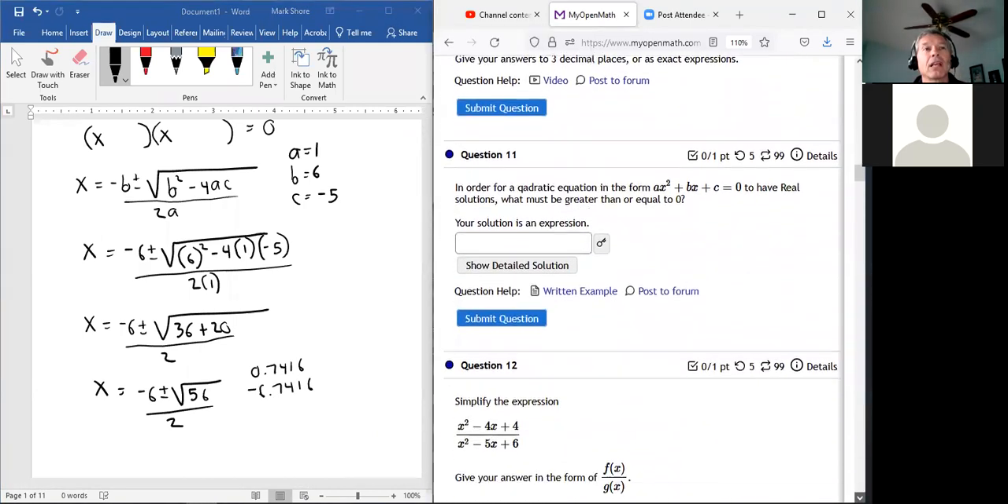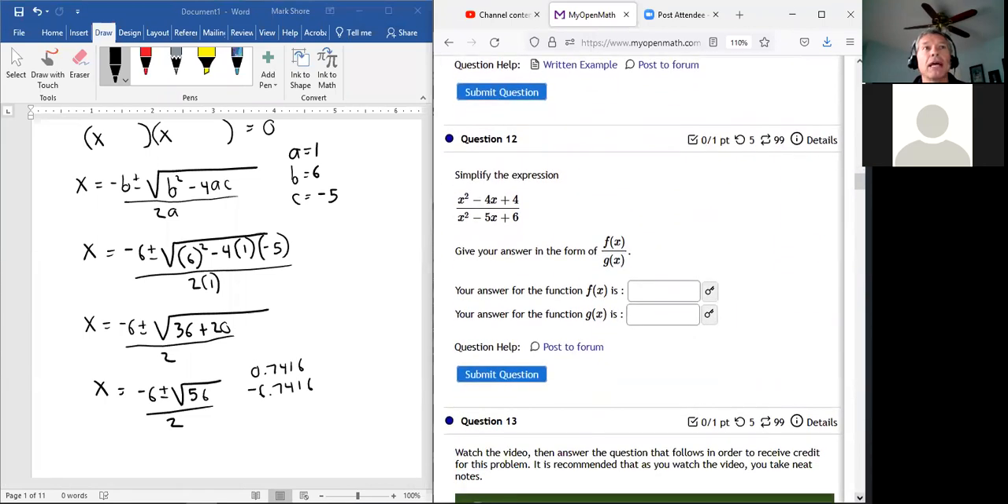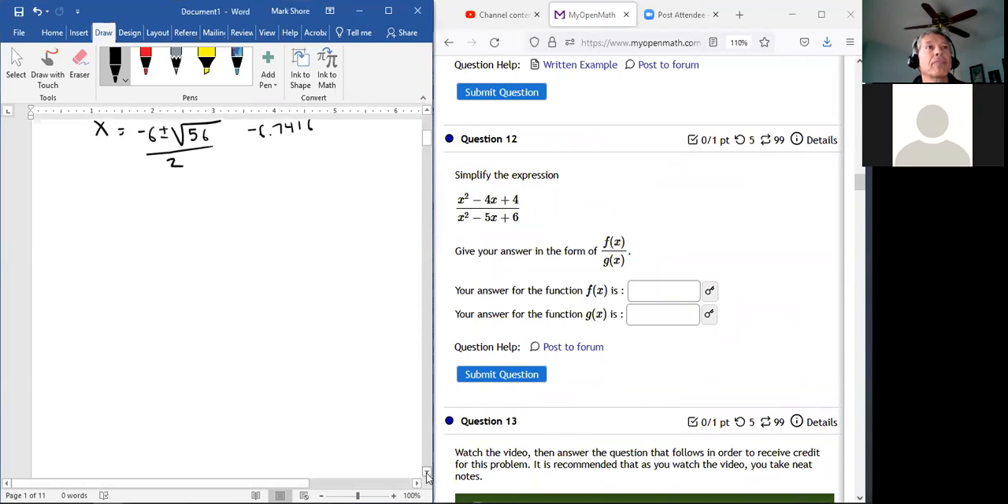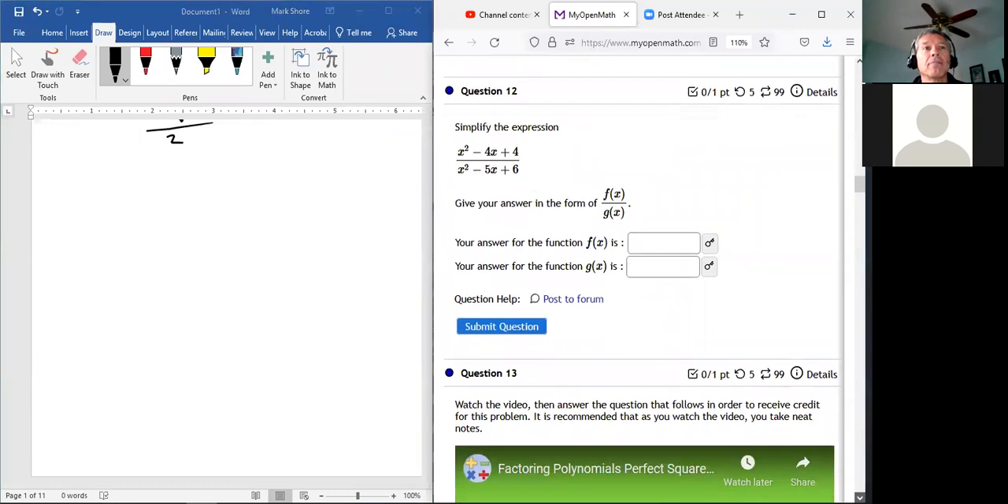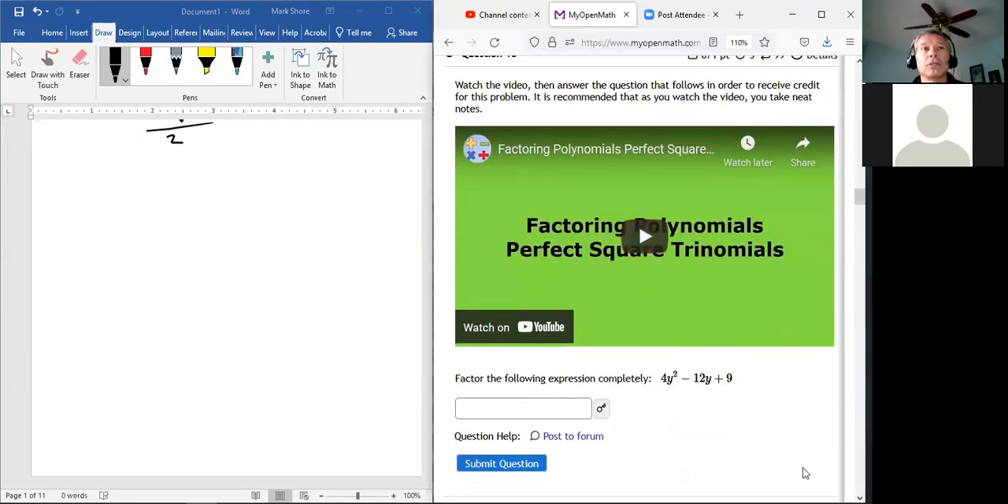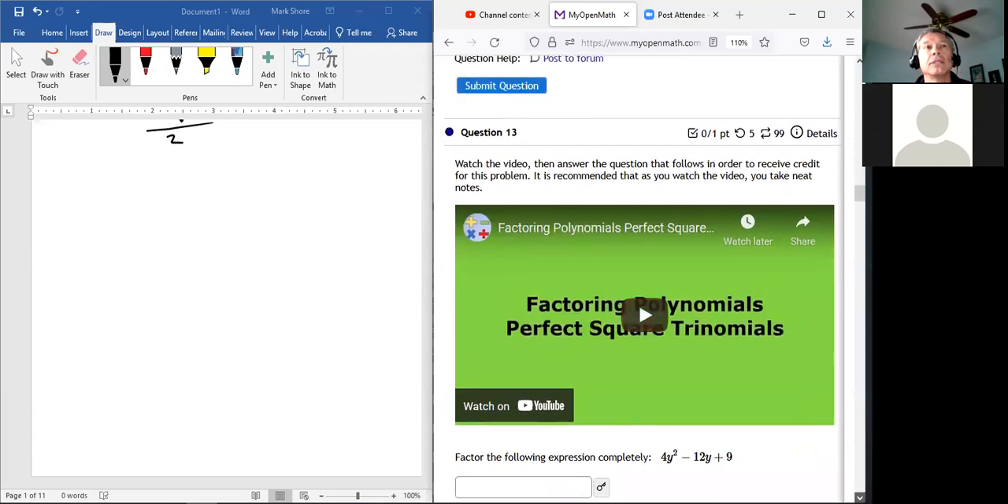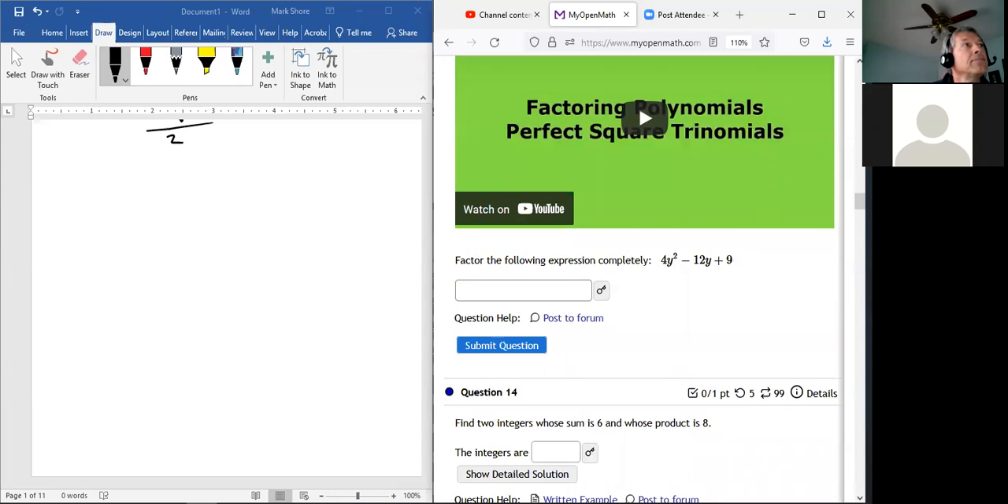So I wanted to show you another one with factoring. I'll do problem 12 for practice. Or let's see if we can find one a little bit tougher so you can see a good example of it here. This one is just really factoring. I'll do this one, number 13. We can take a look at that. So in 13, we need to factor this thing, 4y squared minus 12y plus 9.